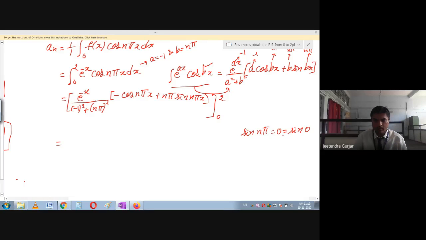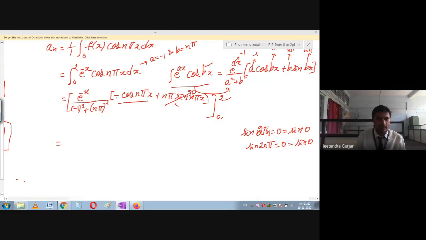Sine 0 is also 0, and sine n pi is also 0, where n is nothing but 2. You can put it in radians and check in the calculator that sine 2 pi is 0. Means this term, when I substitute x equal to 0, sine 2n pi will be 0, which is nothing but again sine 0. If I substitute 2 in this term it will be 0, and if I substitute 0, sine will also become 0. So only this part is remaining.